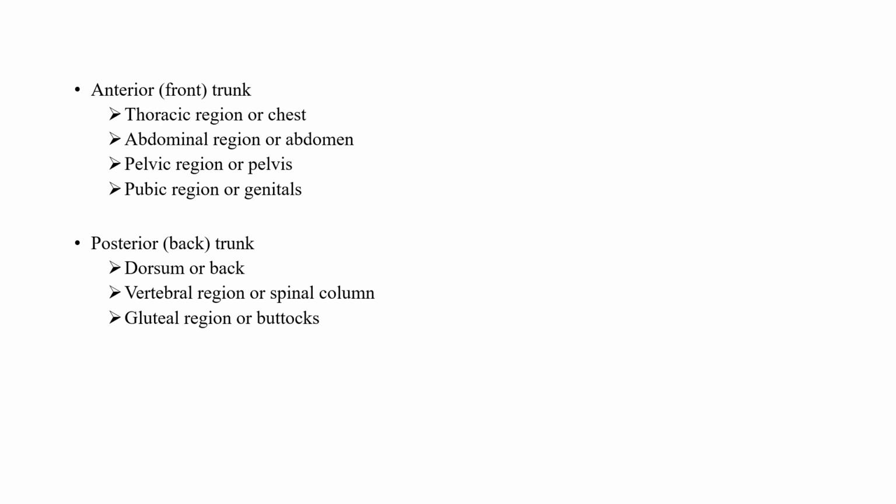Next, coming to the posterior trunk, the dorsum is a posterior trunk region and it is commonly referred to as the back. The vertebral region overlies the spinal column and it is also on the posterior side of the trunk. The final posterior region of the trunk is the gluteal region and it consists of the buttocks.